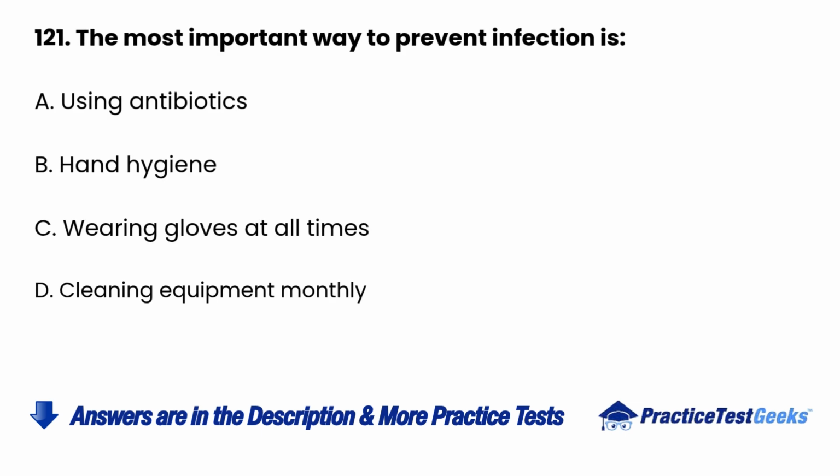121. The most important way to prevent infection is: A. Using antibiotics. B. Hand hygiene. C. Wearing gloves at all times. D. Cleaning equipment monthly.